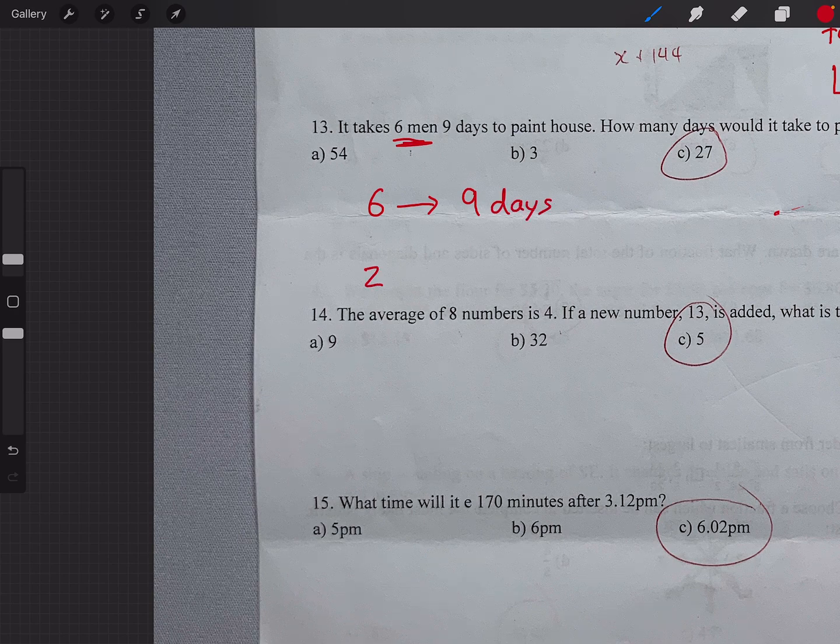2 men, well, 2 is like 1/3 of the men. There's only 1/3 of the men left, right? Which means it's going to take 3 times longer. If you have 3 times fewer people, you're going to take 3 times longer. So 3 times 9 is 27 days. It's going to take longer. 2 people are going to take longer than 6 people working together, right? So the answer should be 27.